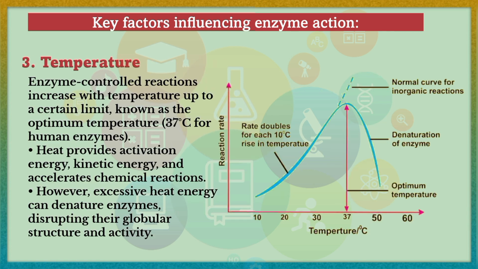3. Temperature. The rate of enzyme-controlled reaction may increase with increase in temperature, but up to a certain limit. All enzymes can work at their maximum rate at a specific temperature called the optimum temperature. For enzymes of the human body, 37 degrees Celsius is the optimum temperature.